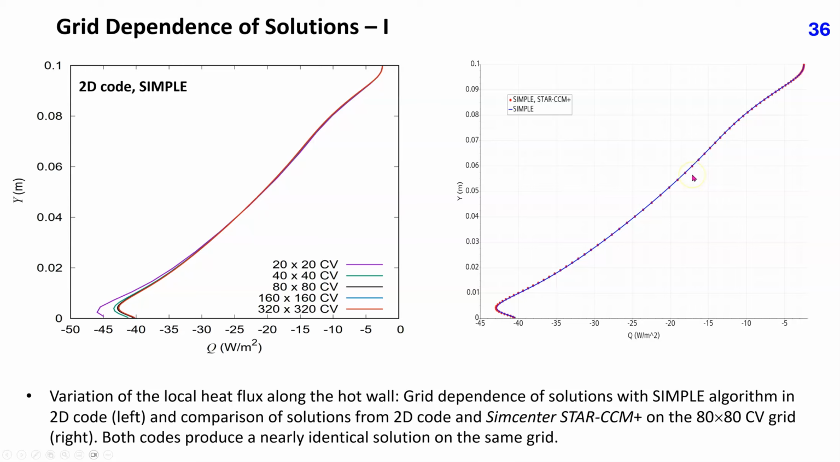The plot on the right shows the comparison of solutions from 2D code and Simcenter STAR-CCM+ on the 80 by 80 cells grid. Both codes produce nearly identical results on the same grid, which again confirms the high accuracy of solutions.